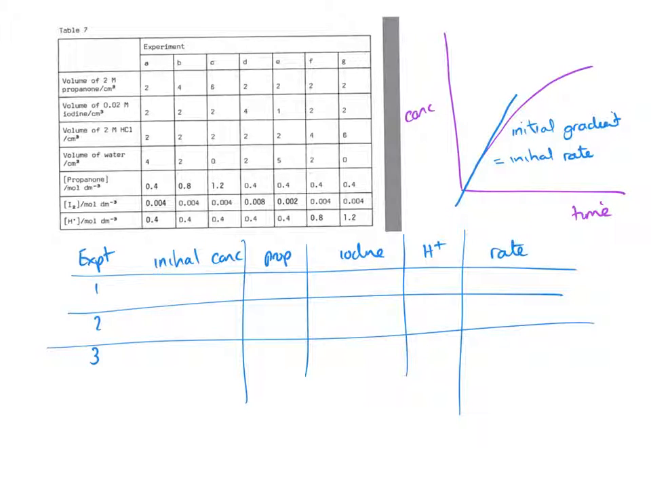This is where you look to see what the change is going from one to the other and see its effect on the rate. By doing that, you can work out the order. So that's where you're trying to get to with this experiment.